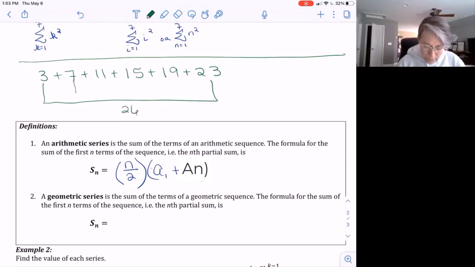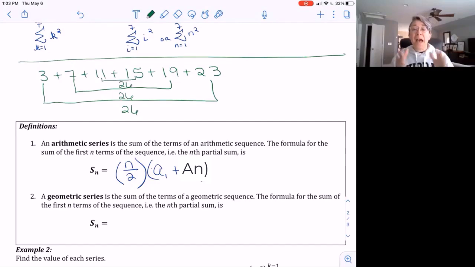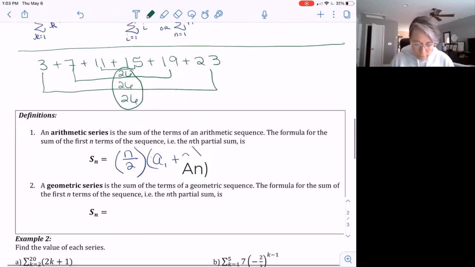Well, if I keep going inside, 7 and 19, guess what? That also gives me a 26. 11 and 15, that also gives me a 26. That pattern, when you're adding them, occurs in any arithmetic sequence. So I've got 6 terms there, but if I pair them up and add them in 2s, notice I end up with 3, or half of 6. I end up with 3 26s. That's where the arithmetic sequence formula comes from.